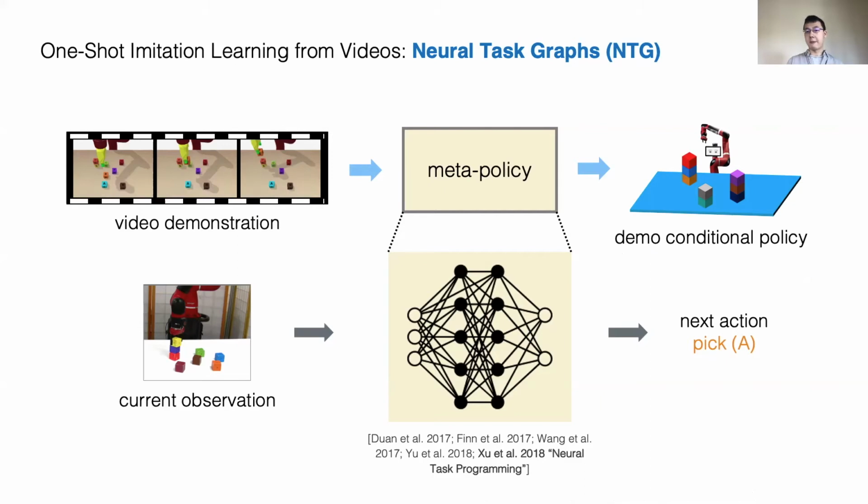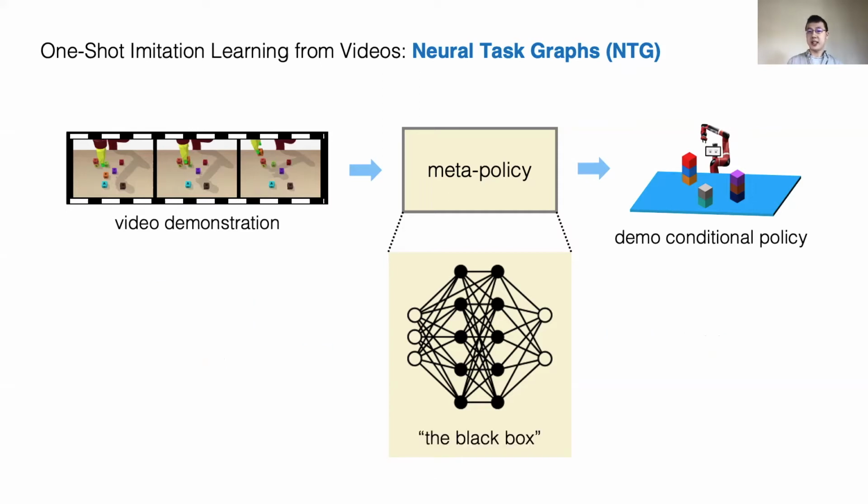Several prior works have used end-to-end deep learning approaches to tackle this problem, including one of our own called Neural Task Programming, where the idea is that the video demonstration can be used as a context to contextualize this meta policy so that it can specialize to a certain task, so that we can get a task-specific policy that maps the current observation to the next action, conditional on the video demonstration.